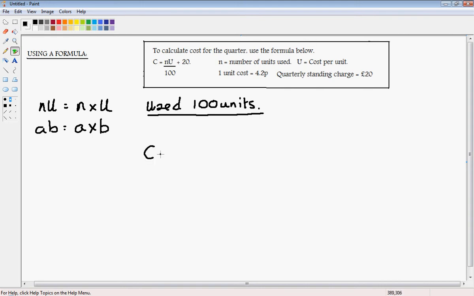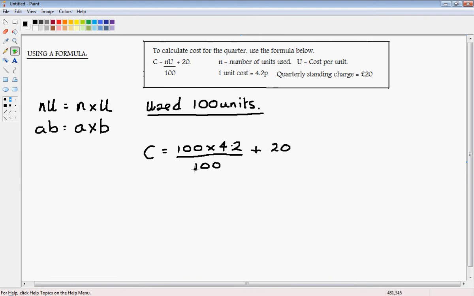Okay, so our cost is, now we know that NU is N times U, so we have 100 units because N is the number of units, so we have 100 multiplied by U, which is the cost per unit, so that's 4.2, and this is going to be divided by 100. Okay, now to this we add 20.